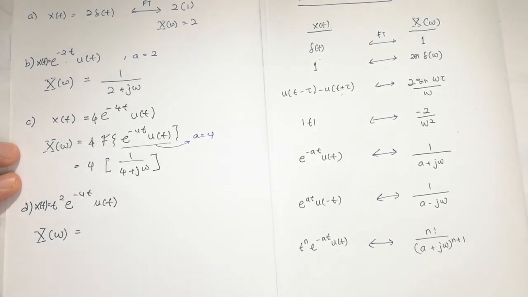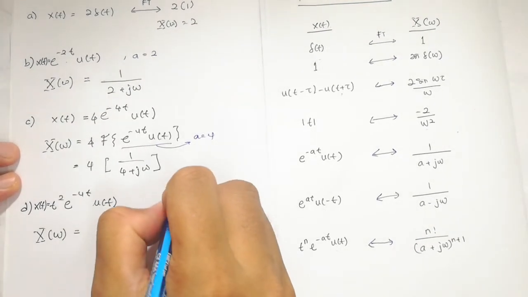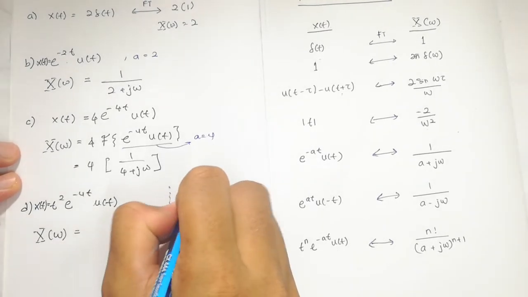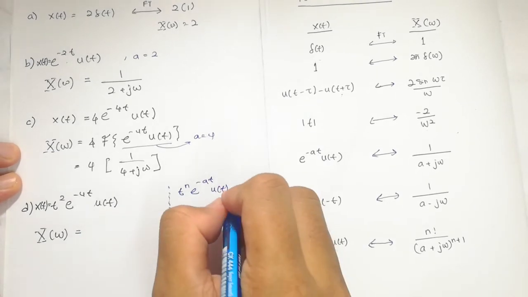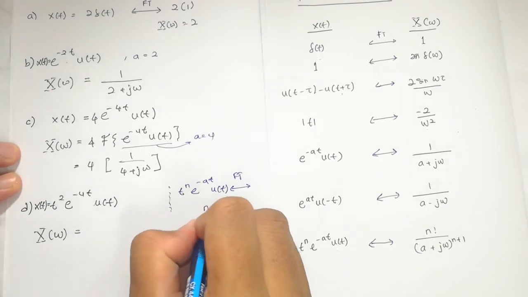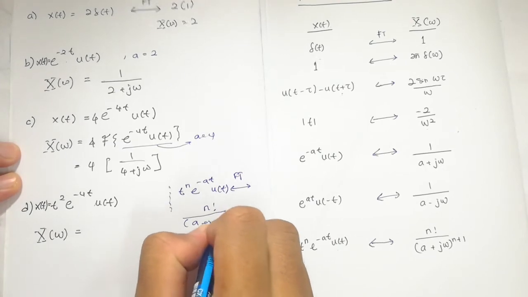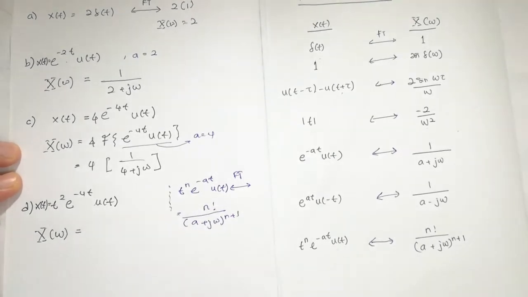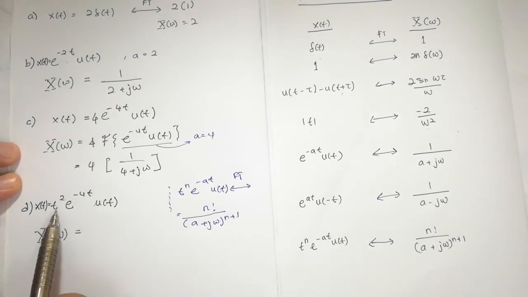So I will first write down the Fourier transform pair. If you have t^n e^(-at) u(t), this will give you the Fourier transform n factorial over (a plus j omega) to the power n plus 1. This is the Fourier transform. We can use this to transform our signal, where n equals 2 for this case.